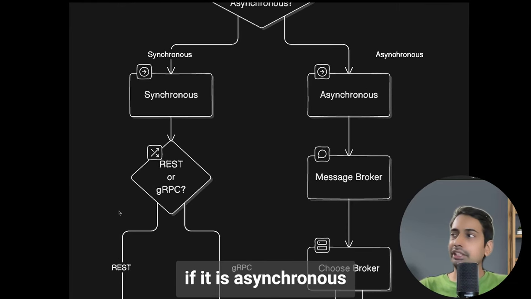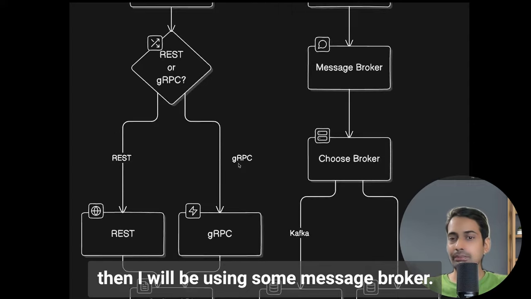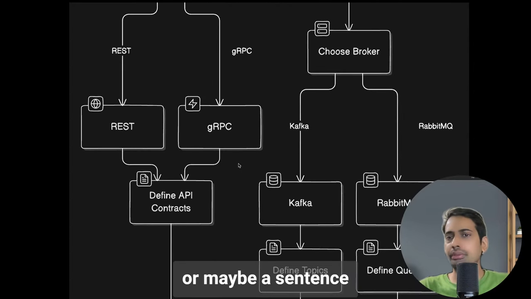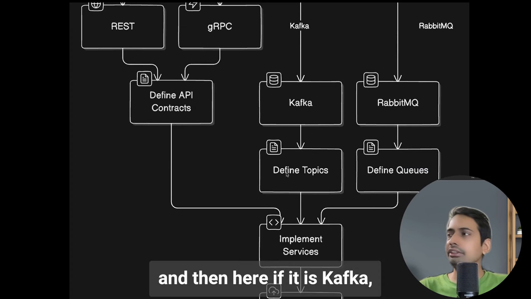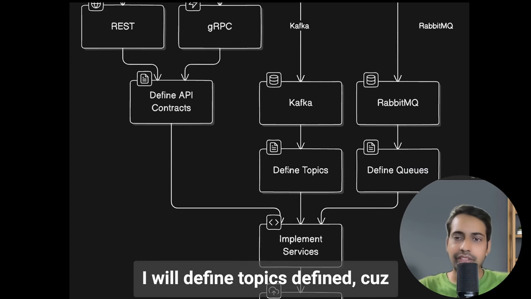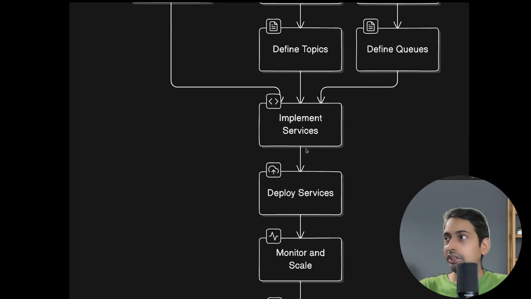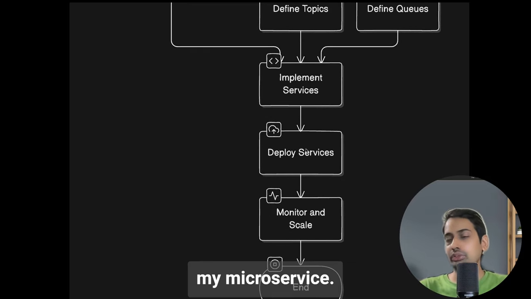But on the other side, if it is asynchronous, then I will be using some message broker. I can choose a broker from Kafka, RabbitMQ, or maybe SQS and SNS. If it is Kafka, I will define topics and queues. I will write my service, and then I will deploy my microservice.